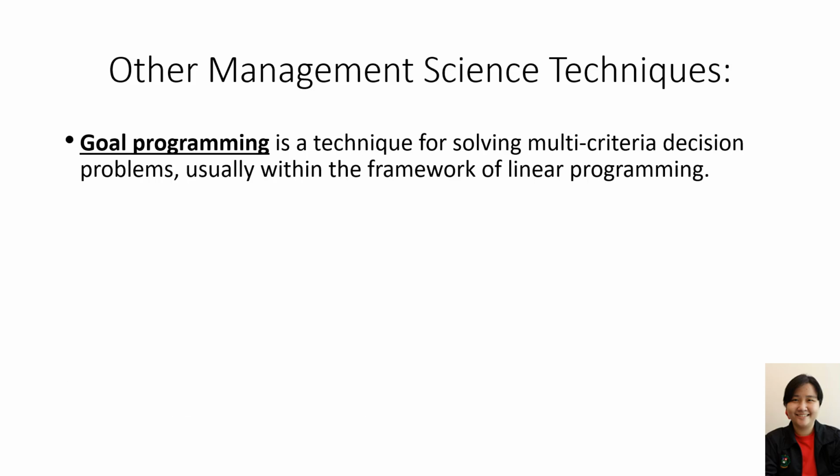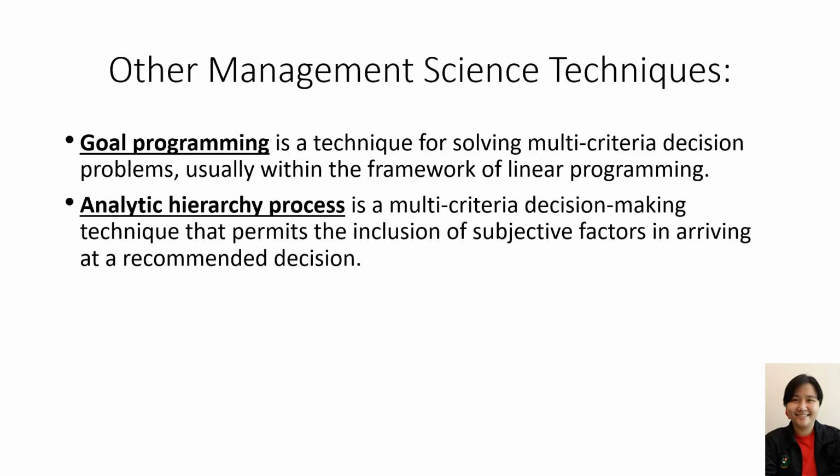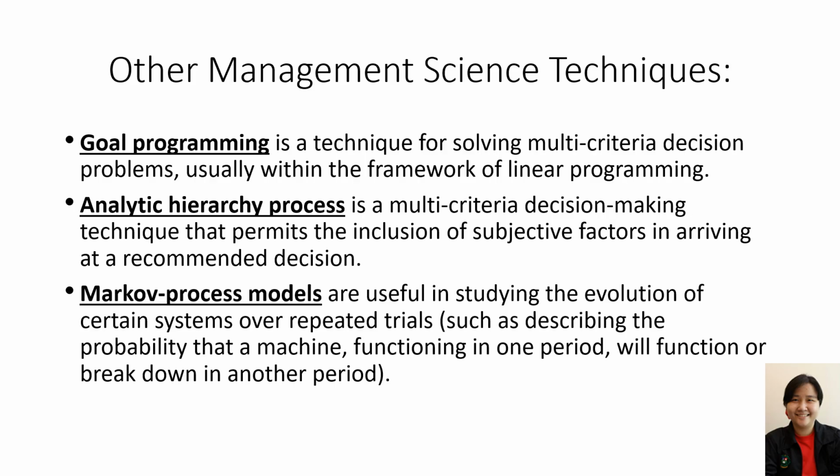Goal programming is an extension of linear programming which deals with handling multiple, normally conflicting objective measures. Then, we have analytical hierarchy process, which is a structured technique used to organize and analyze complex decisions based on mathematics and psychology, as it analyzes not only objective factors, but also subjective factors when making a decision. Then, we have the Markov process models. It is a stochastic model which deals with studying the evolution of systems over repeated trials or sequence of observation. An example is to determine whether a current machine will function or break down in the future.